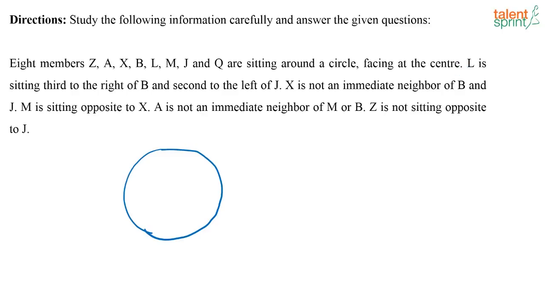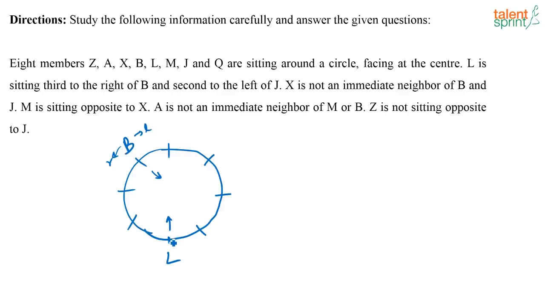What is given here? Everybody is going to face the center. L is sitting third to the right of B. So L is sitting third to the right of B means, let us take this to be L. So L is facing this, everybody is facing center. So L is sitting third to the right of B means where should B be? 1, 2, 3, 4, 5, 6, 8 members are there, right? Now L is sitting third to the right of B means B should be here. Then only L is sitting third to the right of B, correct? So B is also facing center. This is his right and this is his left.